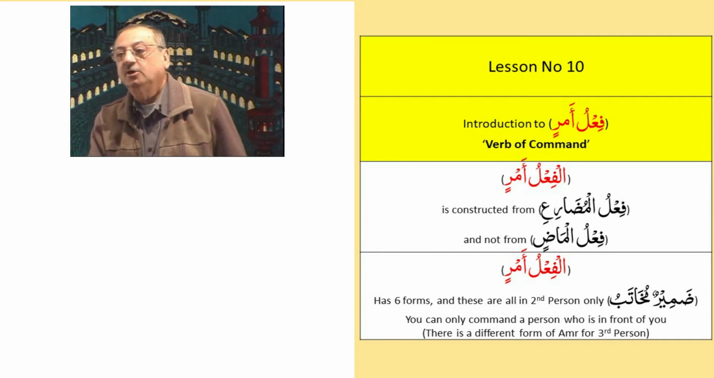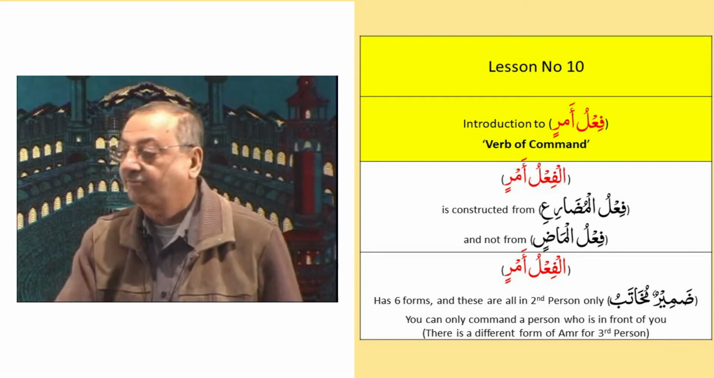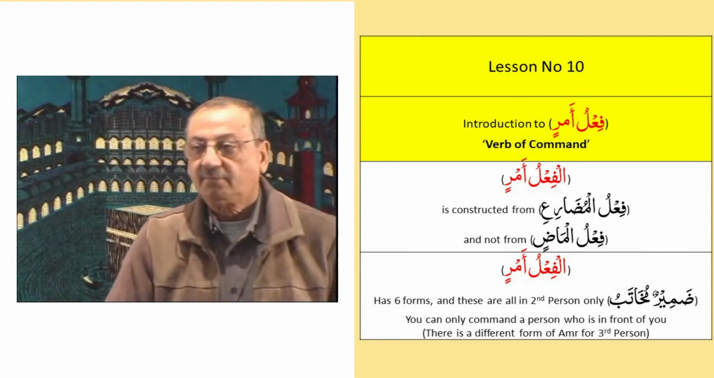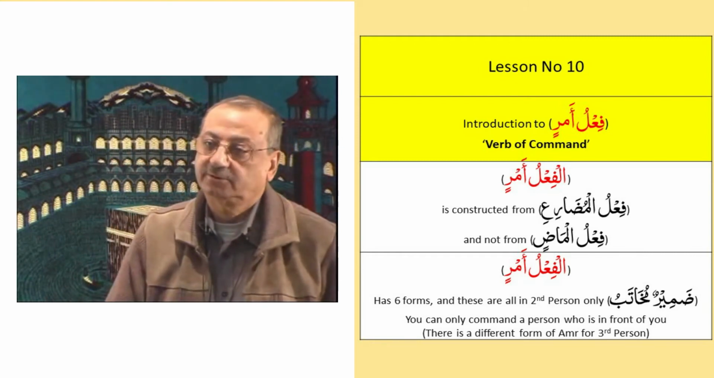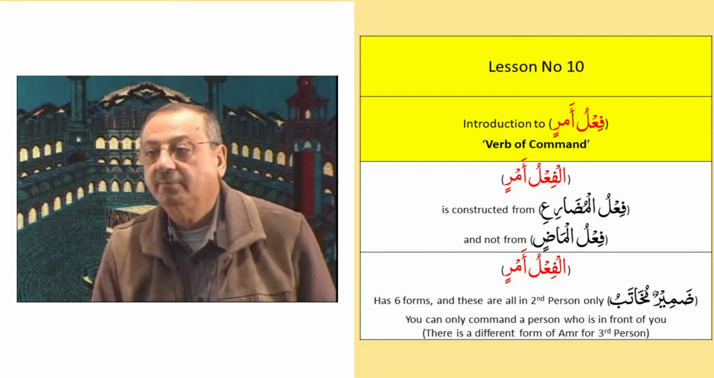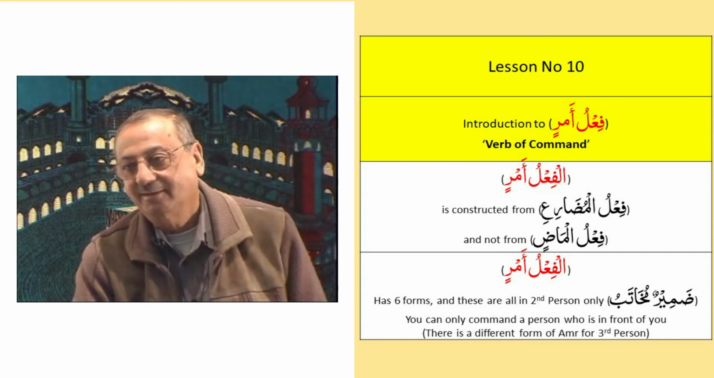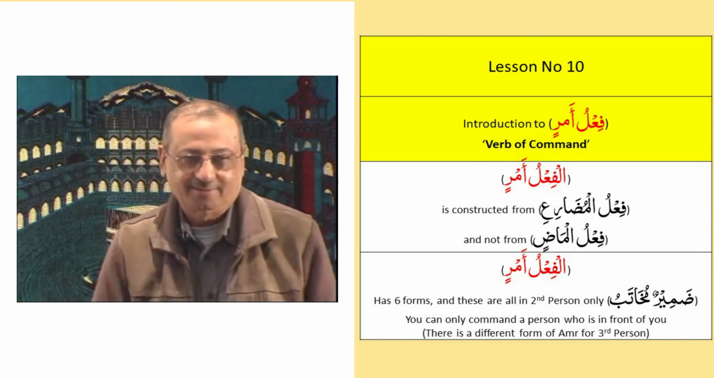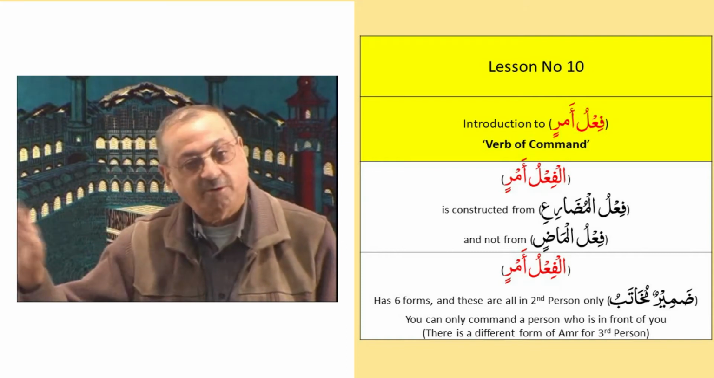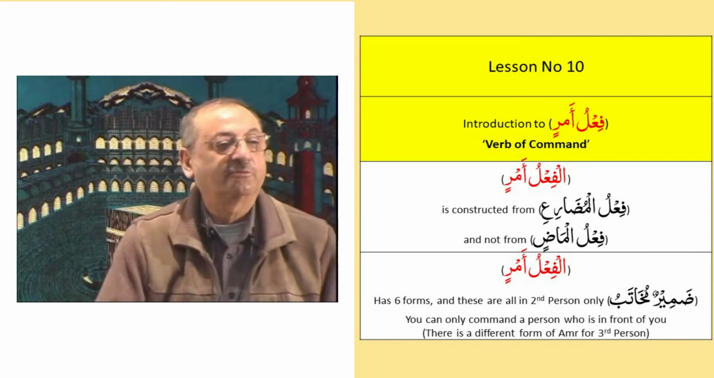Remember, brothers and sisters, you make fi'l amr from mudari'a, not from madi. You make it from mudari'a. Okay? And fi'l amr has six forms. And what are those forms? Damir, mukhatab. You can only give amr to somebody who is in front of you, brother. You cannot give amr to somebody who is far from you. There is a different form of giving amr to them. But the real amr comes when somebody is in front of you.